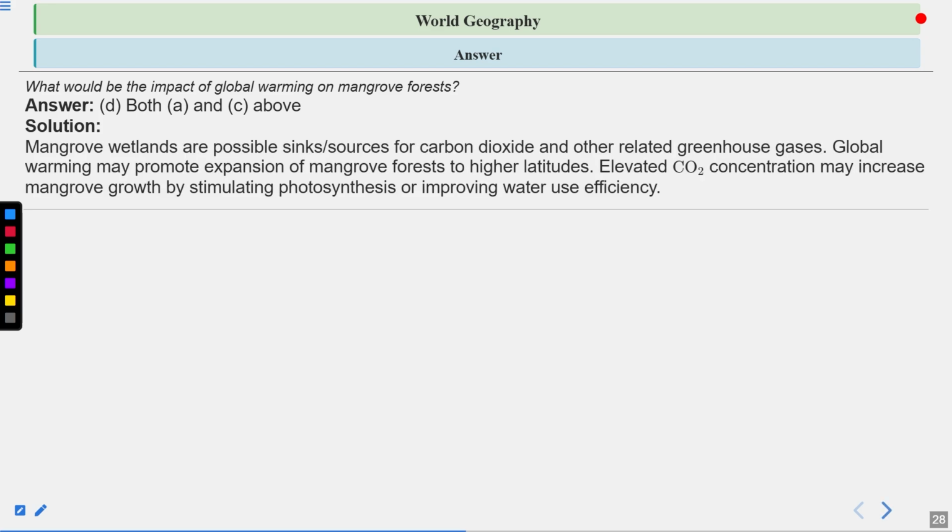Mangrove wetlands are possible sink sources for carbon dioxide and other related greenhouse gases. Global warming may promote expansion of mangrove forests to higher latitudes. Elevated CO2 concentration may increase mangrove growth by stimulating photosynthesis or improving water use efficiency. Mangrove forests are majorly found in delta areas, especially the Sundarban delta. Both A and C are the correct options for this question.